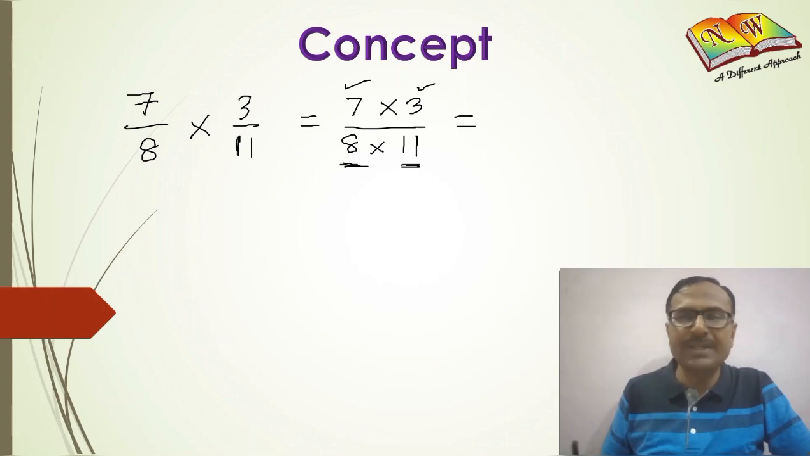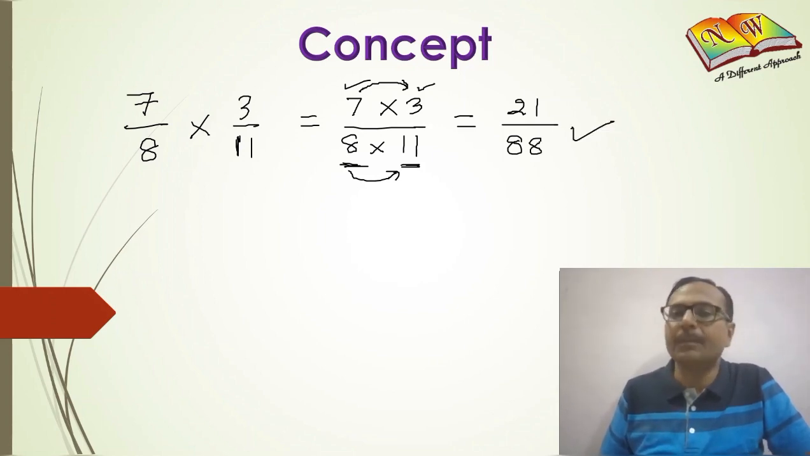So what do we do in such cases? We just multiply the numerator by the numerator, which gives you 21, and multiply the denominator by the denominator, which gives you 88, and so 21 upon 88 happens to be the correct answer for this product of fractions problem.